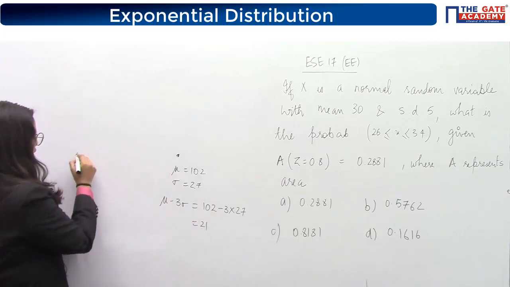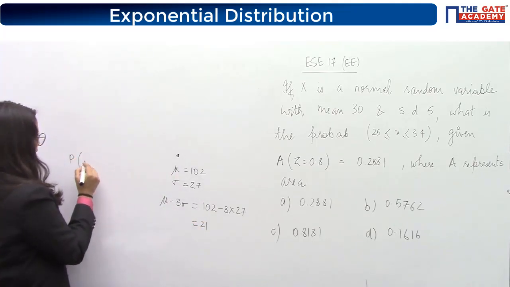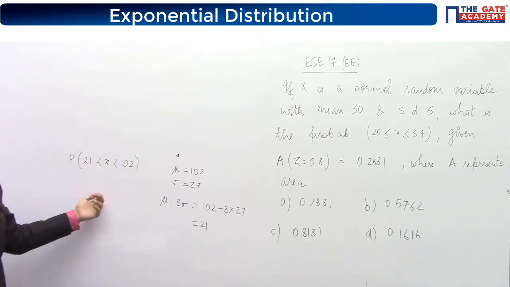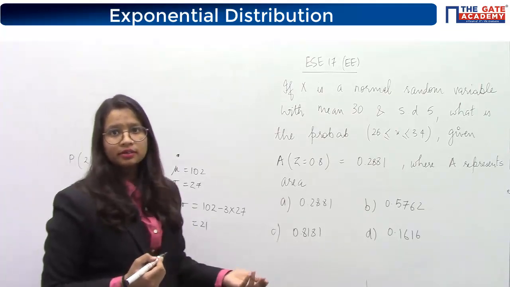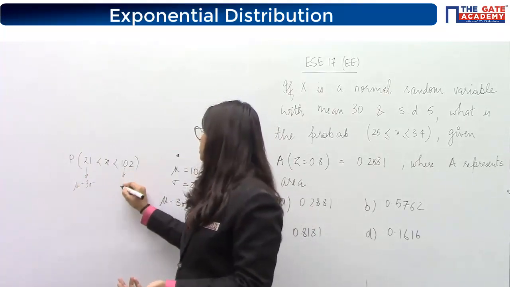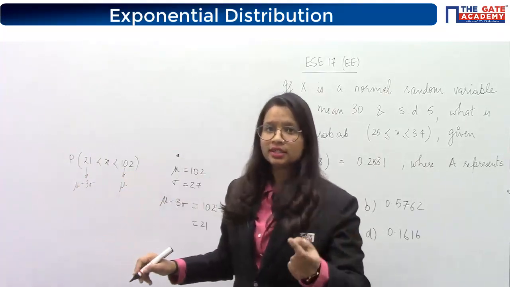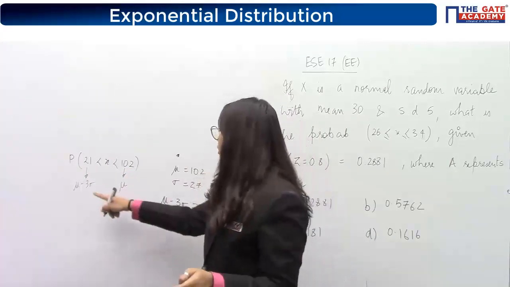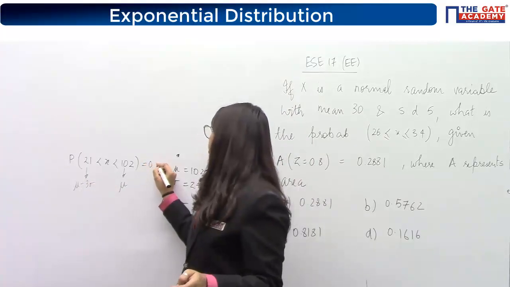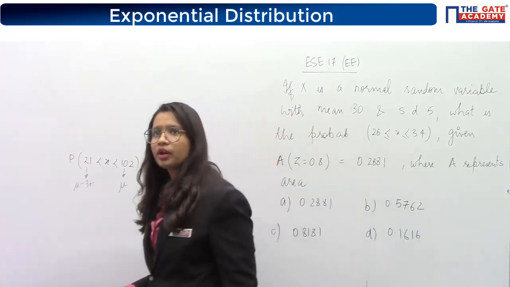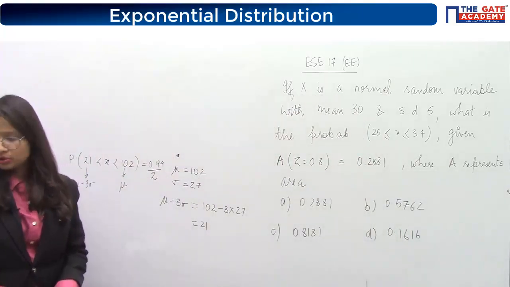So if it was asked like this, what is the probability that x lies between 21 to 102? If this was the question, when one of the limits involves your mu minus 3 sigma, then you will use the 3 sigma limit. So you know that this is nothing but your mu minus 3 sigma value. This is your mu value. You know from mu minus 3 sigma to mu plus 3 sigma, it is 0.99. So this will be nothing but half of 0.99. So it depends upon what probability has been asked to you. I hope you have understood. So option B, most of you are answering.